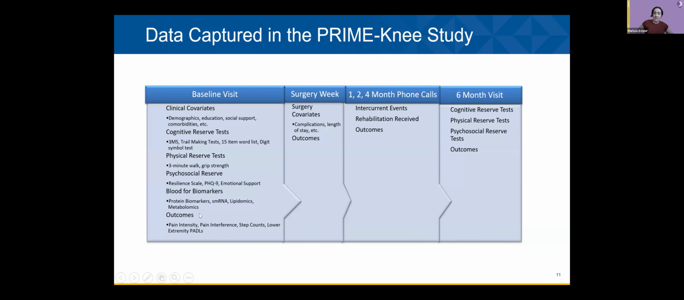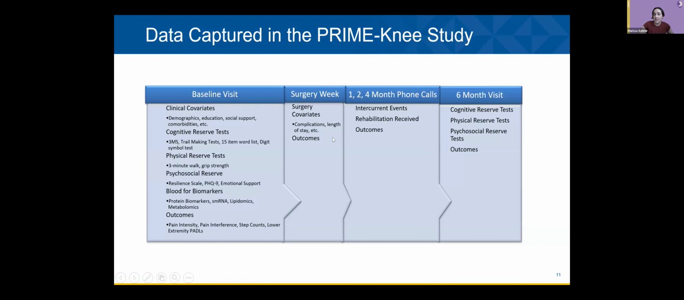And these resilience outcomes of interest were pain intensity, pain interference, step counts, which were measured using a Garmin watch, and then lower extremity physical activities of daily living. So one example of those would be, for example, are you able to put on your pants independently? So that's an example of one of the lower extremity PADLs.